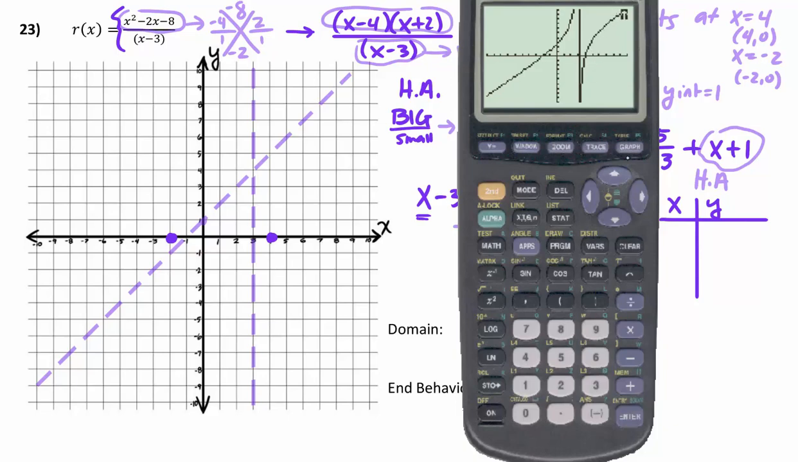So how do we get those points? Well, going to the table, and then kind of asking for different points.